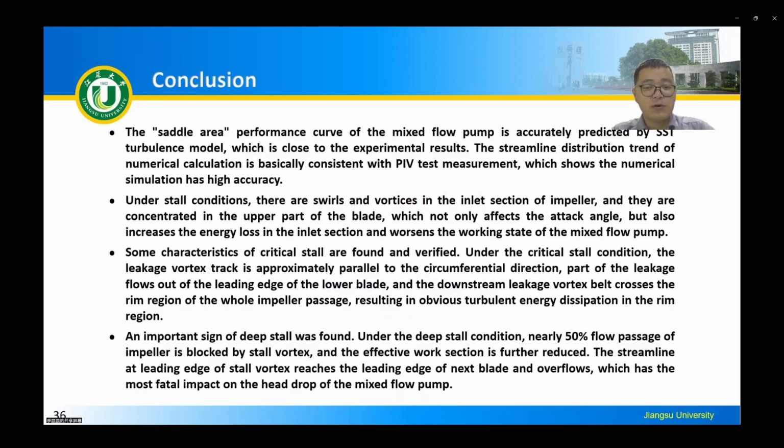Under the deep stall conditions, nearly 50% of flow passages of the impeller are blocked by the stall vortex, and the effective work section is further reduced. The streamline at the leading edge of the stall vortex reaches the leading edge of the next blade and overflows, which has the most fatal impact on the head drop of the mixed flow pump.